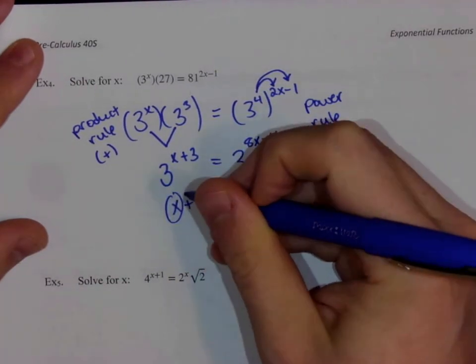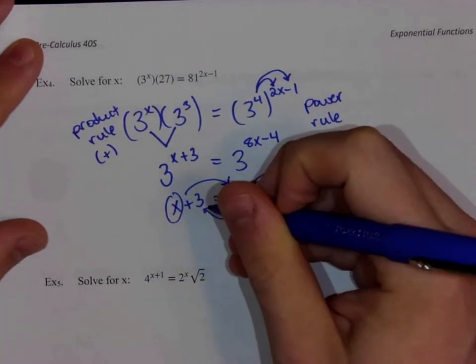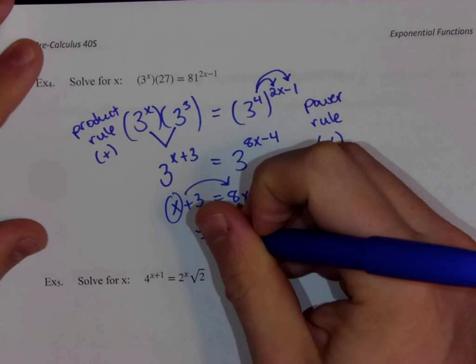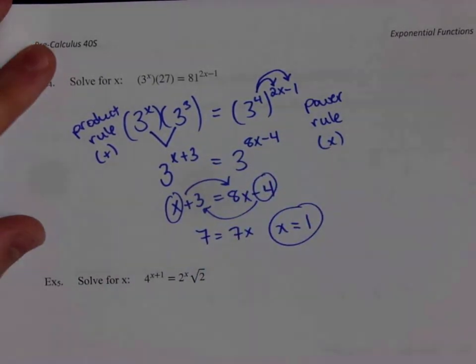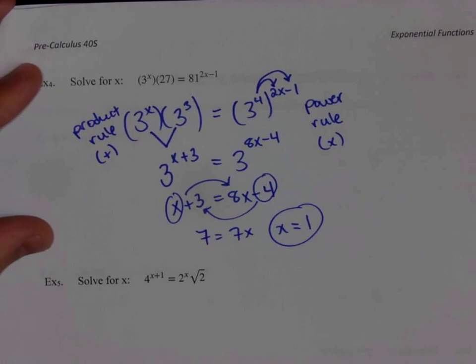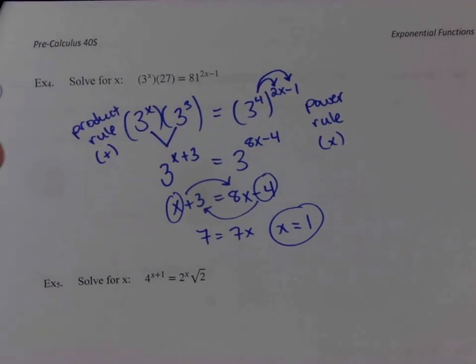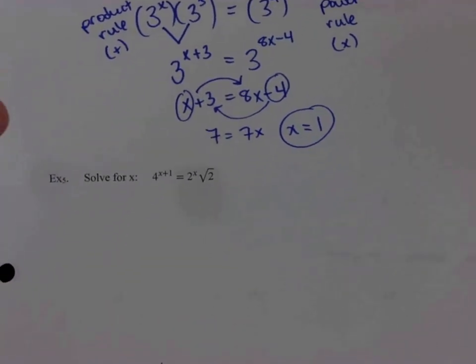I'm going to move the x over here, the negative 4 over there. I get 7 equals 7x. So x equals 1 for that question. Same base, apply some exponent rules, and then solve from there.